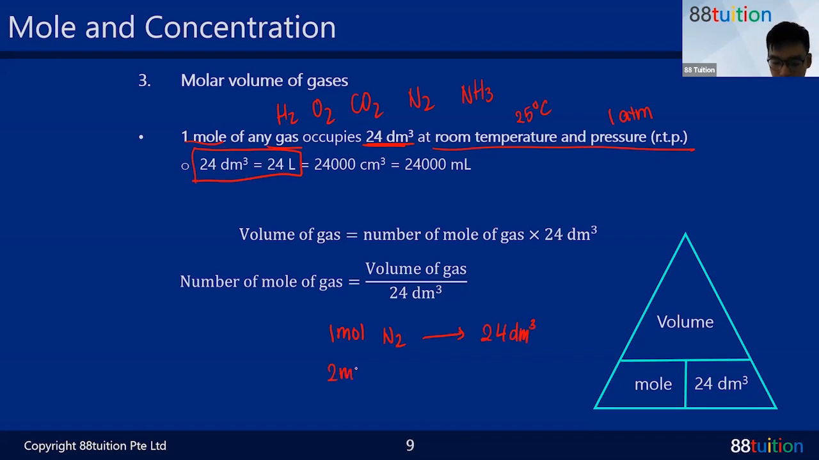If I have 2 moles of nitrogen, this will occupy 48 dm cube. Every 1 group of 1 mole will occupy 24. So that's how I come about with our third triangle. If you want to find the total volume occupied by the gas, you find the number of moles of gas you have, then you times 24.